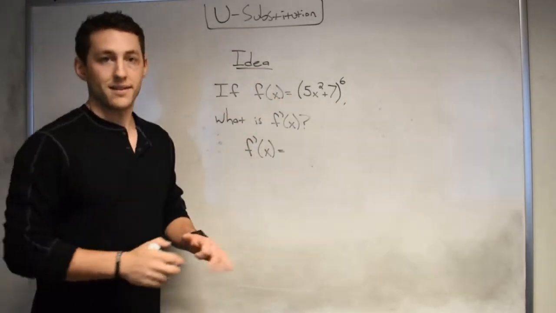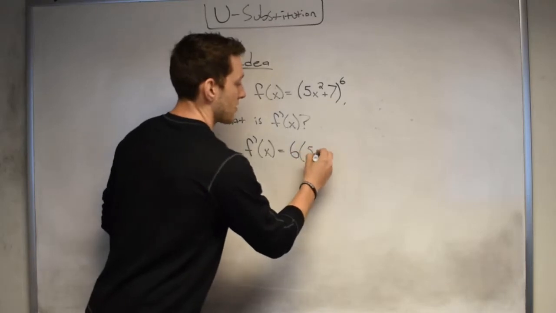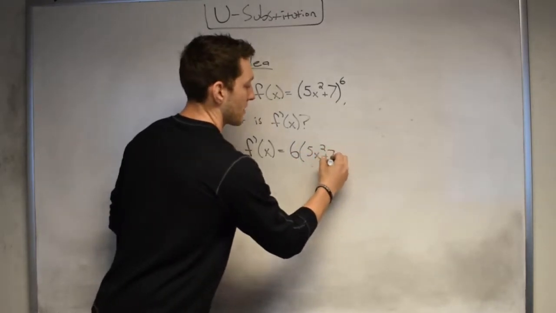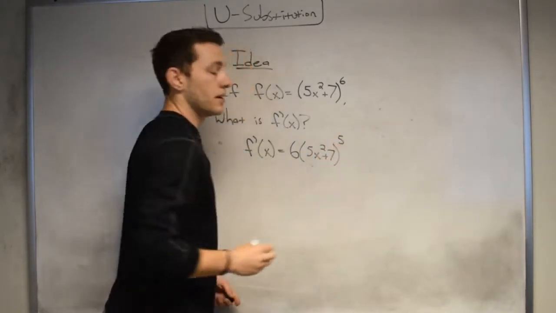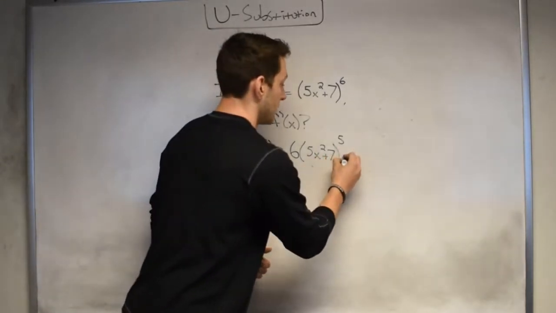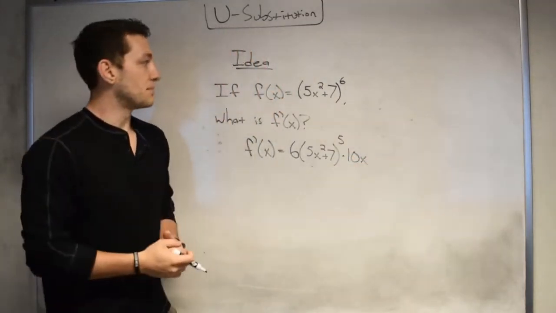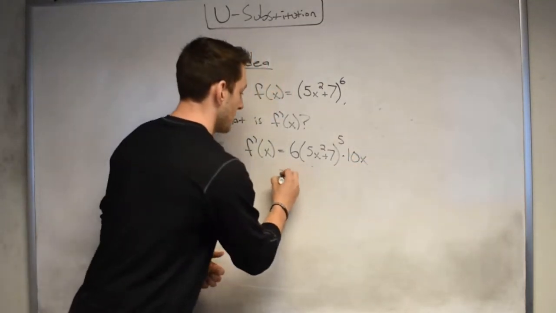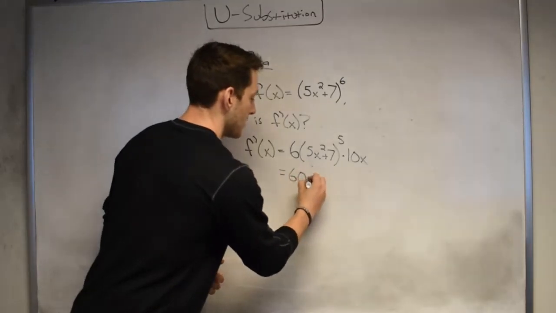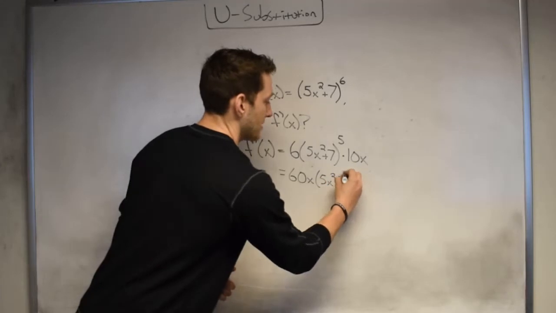The chain rule says, do the derivative of the outside, so 6 times 5x squared plus 7 to the 5th power, and times it by the derivative of the inside, which would be 10x. So ultimately simplified out, we could say that the derivative was equal to 60x times 5x squared plus 7 to the 5th power.